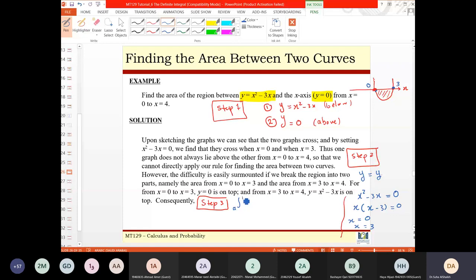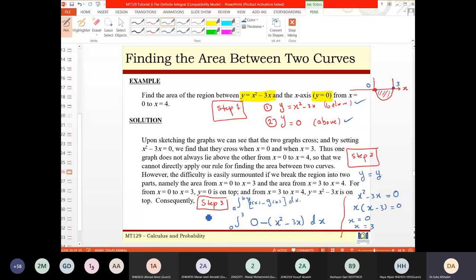The integration, as we agreed, is from a to b of f of x, the function on top, minus g of x, the function below, dx. So it will be the integration from 0 to 3. Of the one on top, it is the function 0. Which one is below? It is the function x squared minus 3x. So it will be 0 minus x squared minus 3x dx. This is the integration I have to find.